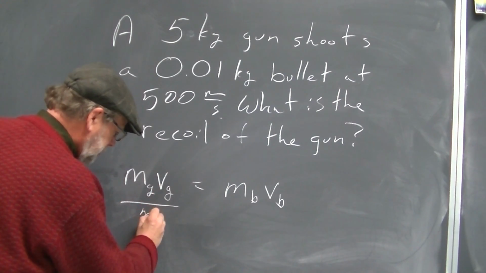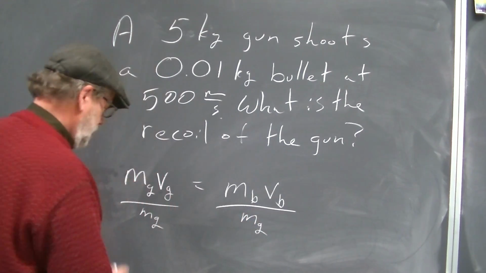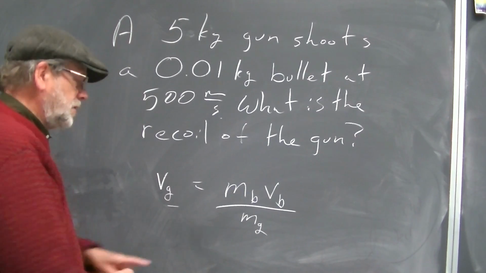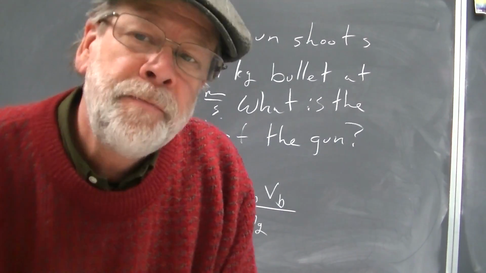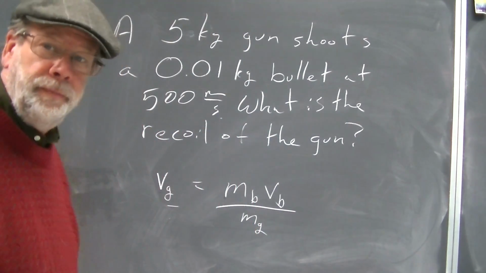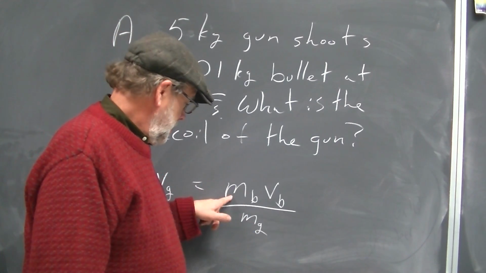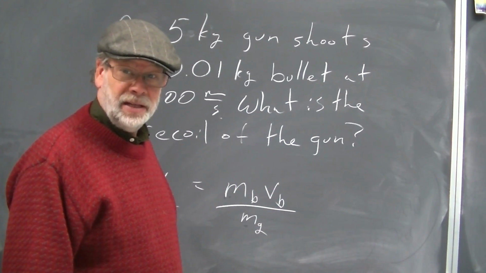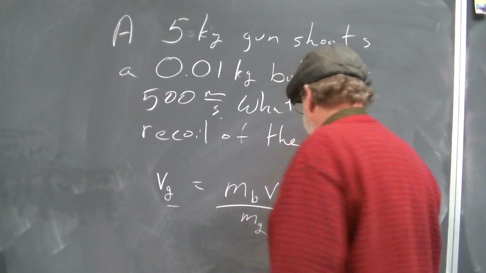So if we divide both sides by the mass of the gun, we end up canceling here. So the velocity of the gun equals the mass of the bullet times the velocity of the bullet divided by the mass of the gun. How do we know if the algebra is correct here? You know physics? What do we do to see if the algebra is correct here? Mass of the bullet and the gun cancel out. We're left with the velocities. So we're left with meters per second. That's what we're seeking. So we have a good chance of this being correct.